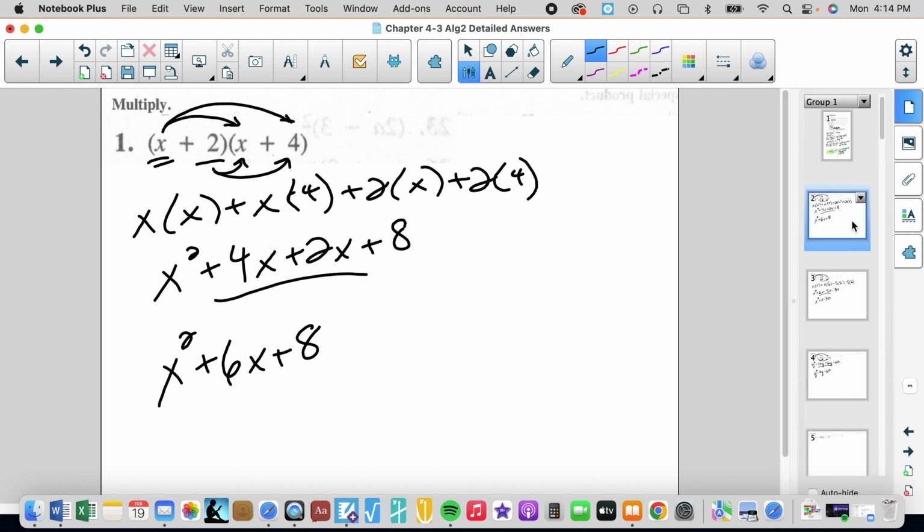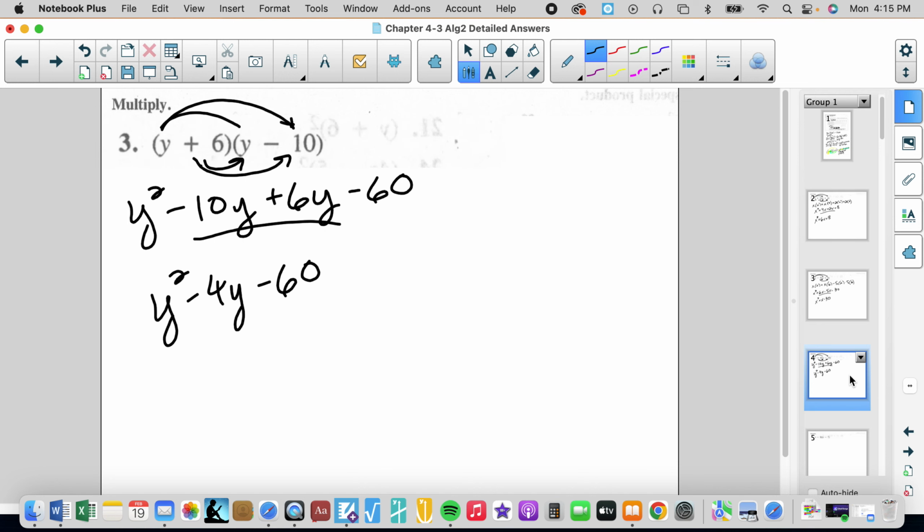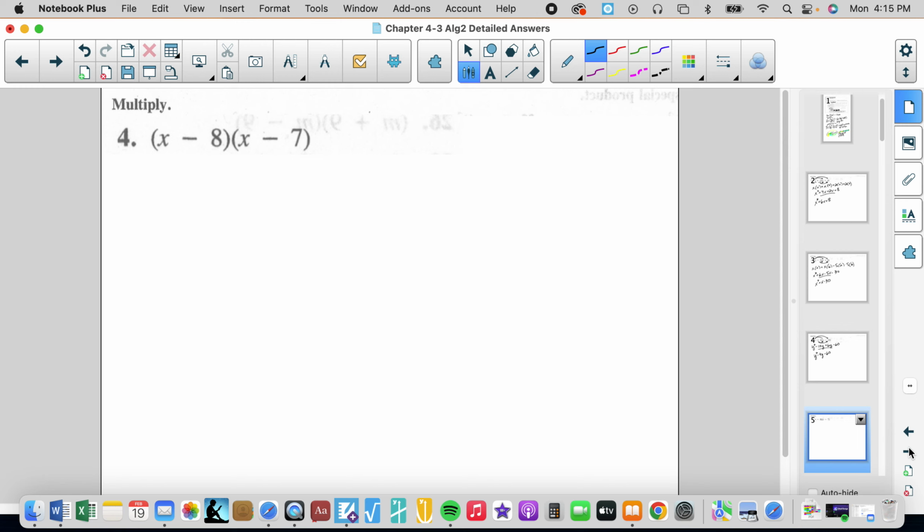So you start showing all the steps, then you start seeing the distributions, and you can take out a step, and then you get really good. You can do x squared minus 15x plus 54. 56?